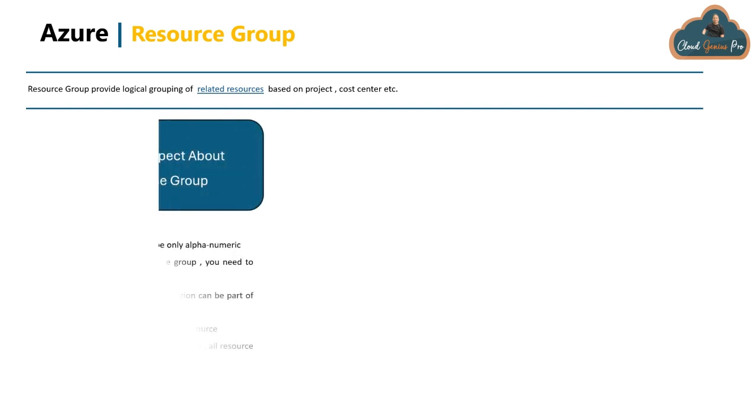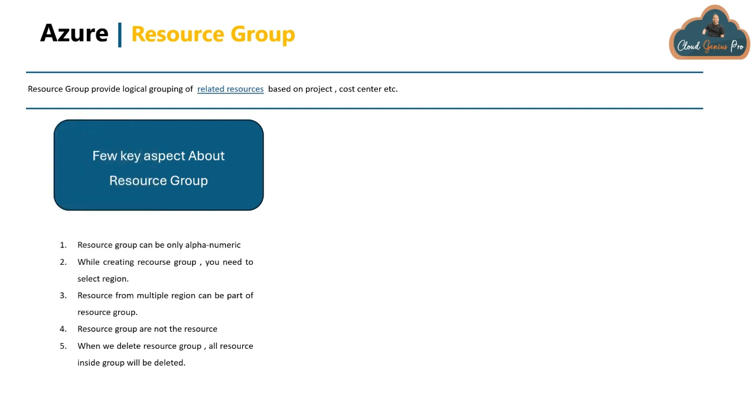So we need to understand a couple of key aspects of resource groups. A resource group name should always be alphanumeric. The second important point is, while creating a resource group, you need to select a region. We will discuss this point in the next section of this video. But for now, you need to remember that a resource group needs a region selection while we create it.